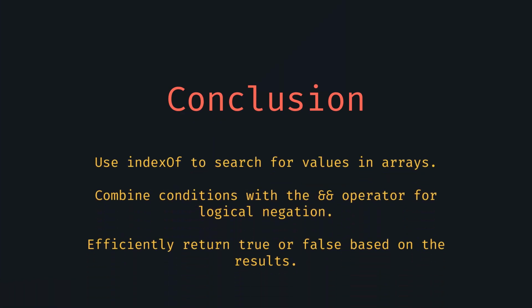To summarize, we wrote a JavaScript program that checks if an array does not contain the numbers 1 or 3. Using methods like indexOf, we efficiently verified the absence of these values and returned a Boolean result. This logical structure is a common approach in many programming tasks, making it a valuable addition to your JavaScript toolkit.